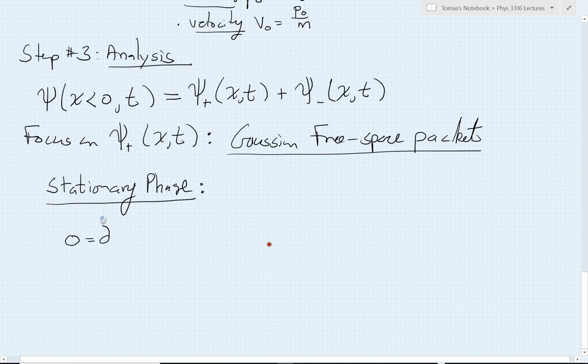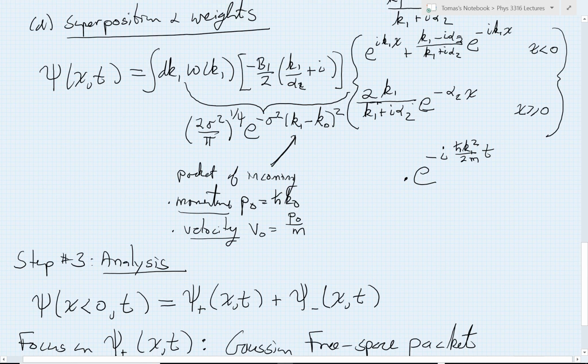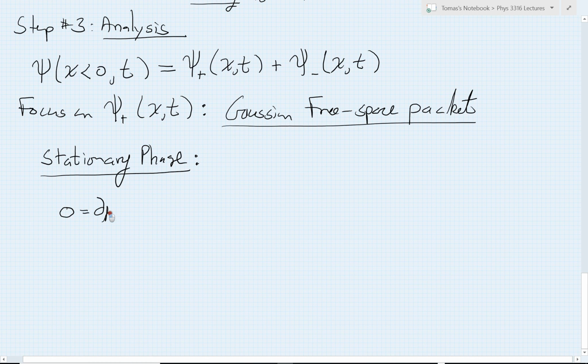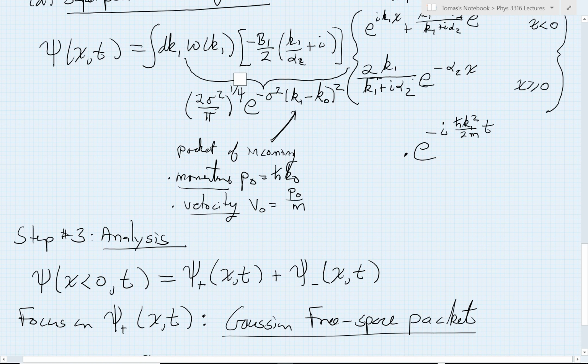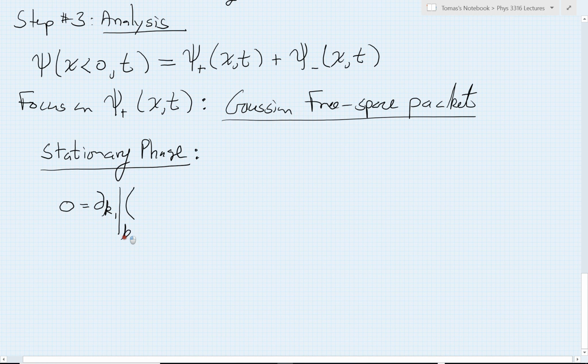Now, the rate of change is with respect to the summation variable. I'm summing over these k1s, right? And I want the phase to stay constant as a function of k1 when I'm at my peak amplitude so that I get the greatest contribution. So the phase is a function of k1, and I want to make sure that the derivative of that function gives me 0. But the derivative should be evaluated, of course, at the peak of the function. And I've constructed this function of k1, these weights, so that they are peaked near k0. So I want to evaluate this at the location where k1 equals k0, and that comes about because that is my peak amplitude.